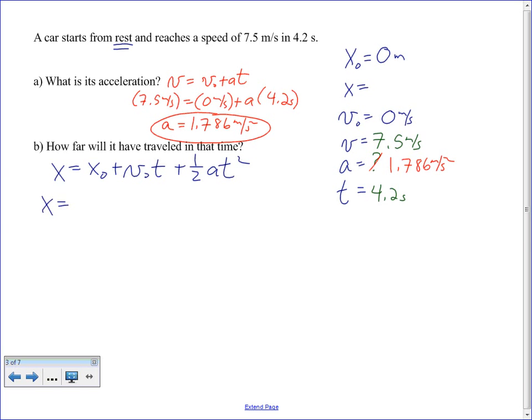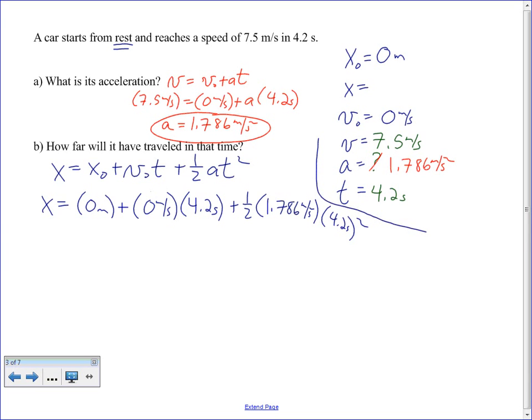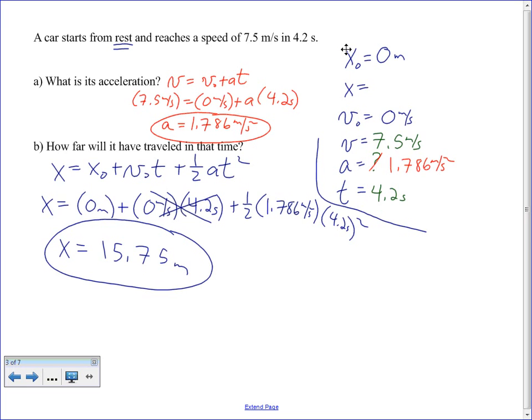So in this we have that the final position, which we're looking for, equals the initial position of 0 meters plus the initial velocity of 0 meters per second times 4.2 seconds plus 1/2 times 1.786 meters per second squared times 4.2 squared. So 0 times anything is 0. So this gives us 15.75 meters. So this car traveled 15.75 meters in those 4.2 seconds.